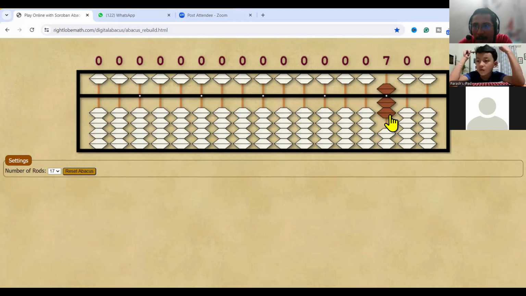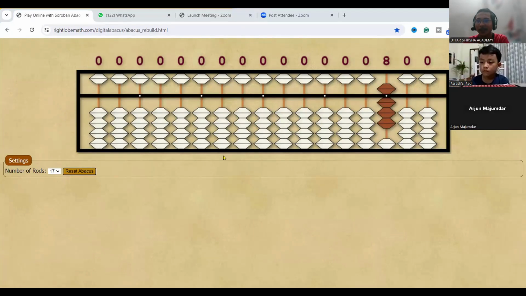Now first you do how to represent 8. You do, then I will show you. Okay. So to move the bead up, you are using this finger, which is wrong practice. You have to use the thumb. Yes, to move the bead up, you have to use the thumb. Okay. So 7 we have completed. Now 8. So we have done till 8.